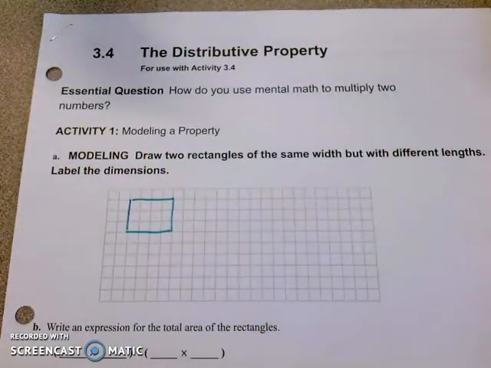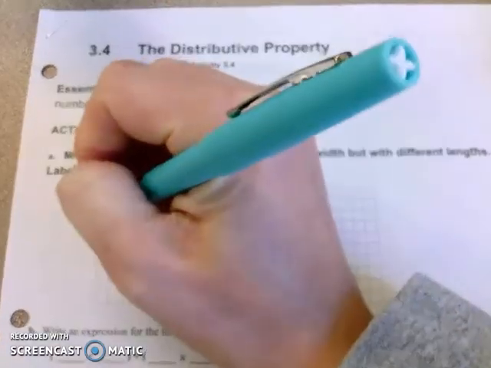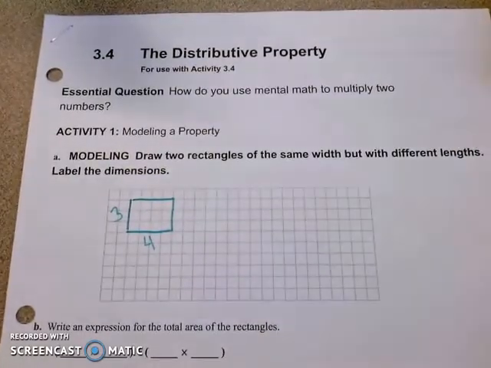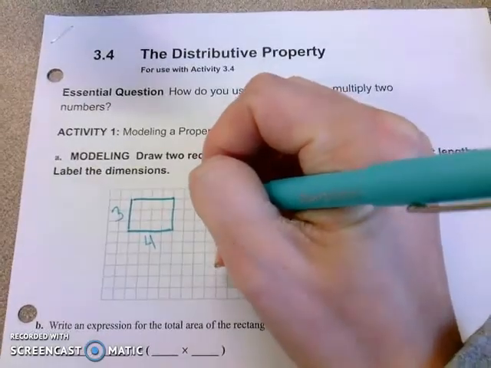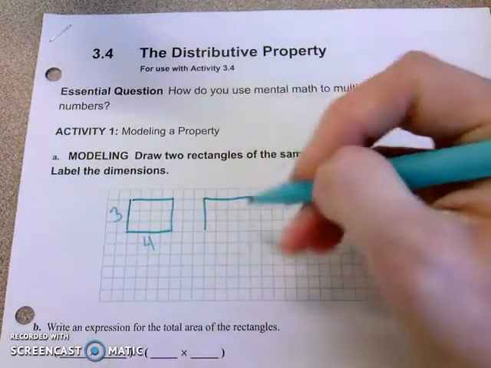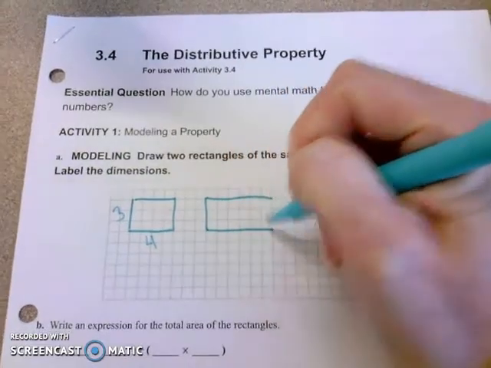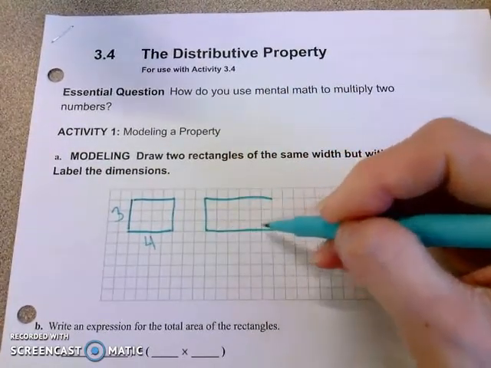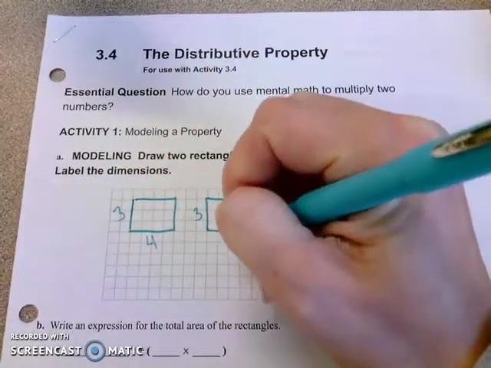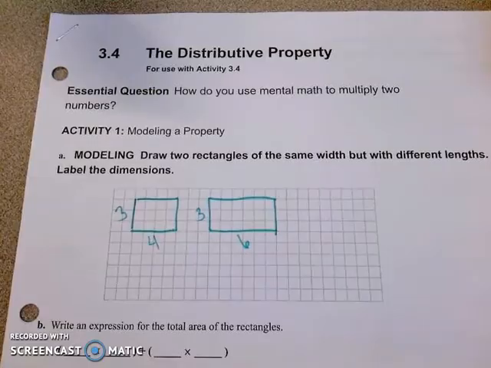So I'm just going to use my grid here. I have 3 here and 4 here. Then I'm going to draw another rectangle, and I'm going to keep that 3, but I'm going to go ahead and make that length 1, 2, 3, 4, 5, 6. Okay, so there's my two rectangles.